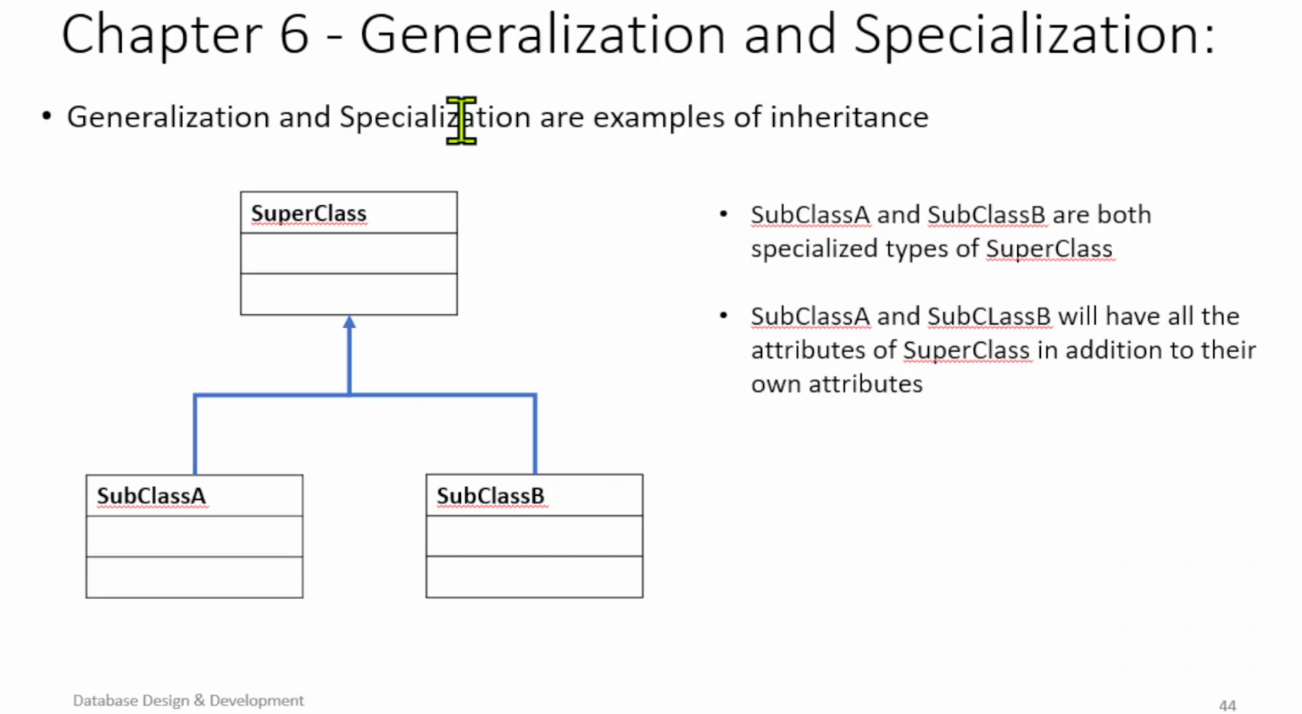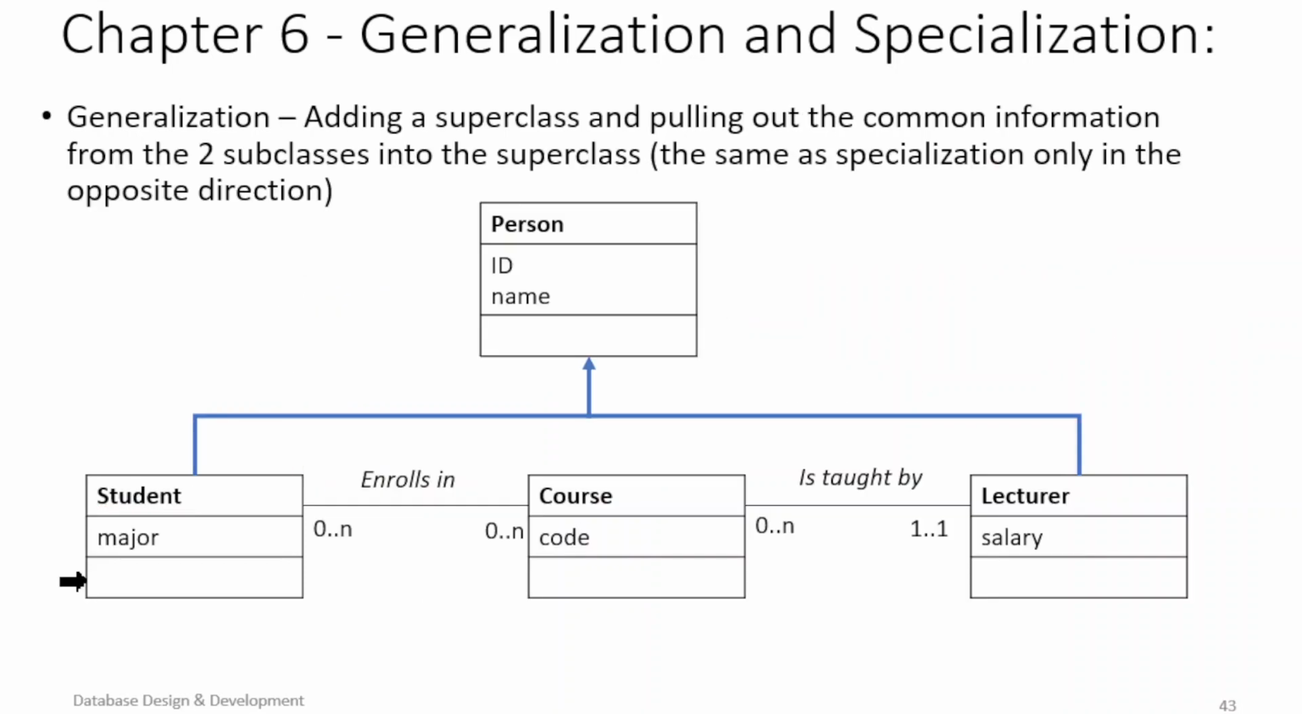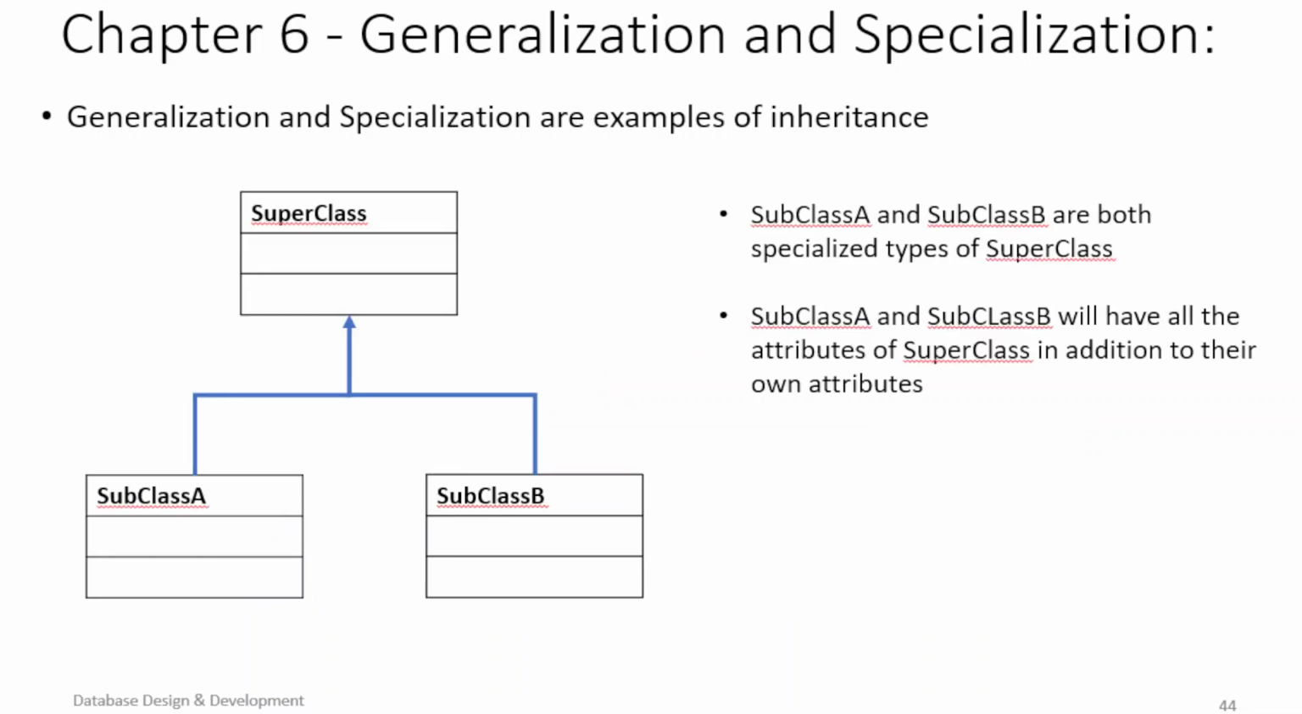And they're both examples of inheritance, where you have subclass A and subclass B, both specialized types of a superclass, which is up here. And subclass A and subclass B will have all the attributes of the superclass in addition to their own attributes. Looking back at this, again, you take a person's name like Ben, me, and I could be a lecturer, so lecturer picks up my information there. I could also take a class and be a student, and that would take my information from the superclass. Not much to it.